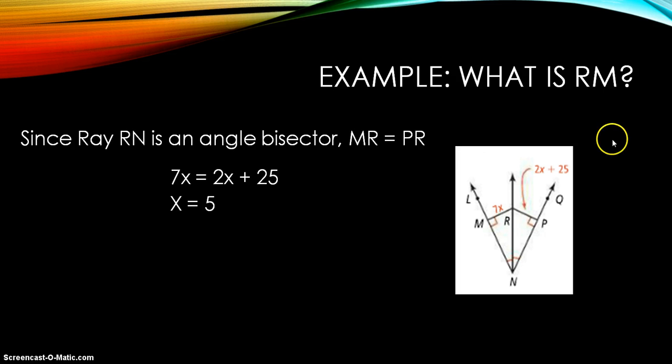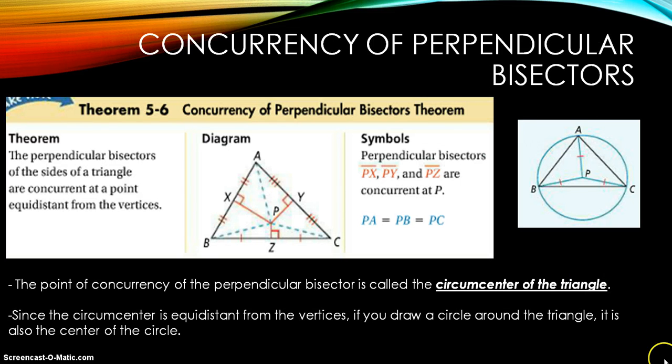But once again, I want to know what the length of RM is, so I'm going to substitute that value back in. So for this one, RM is equal to 7 times x, or 7 times 5, which is 35. Now, just like with the medians and the altitudes and all that fun stuff, we also have concurrency of perpendicular bisectors. So in this case, the point of concurrency is called the circumcenter of the triangle.